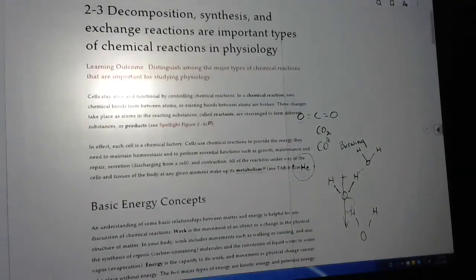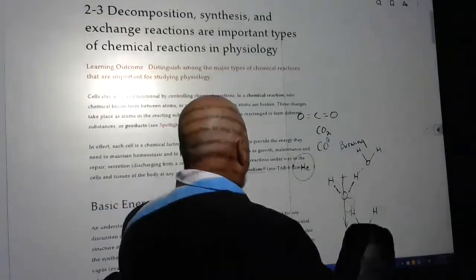All right, so let's talk about some of these. We've got a bunch of definitions here. So next we're going to talk about decomposition, synthesis, and exchange reactions.